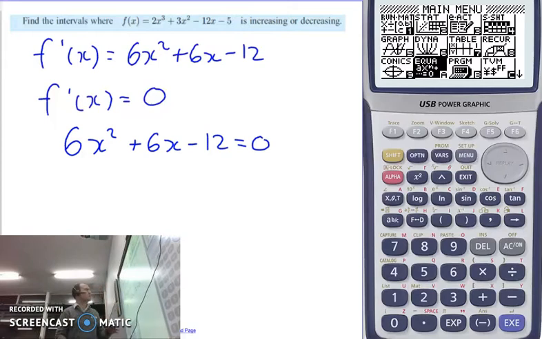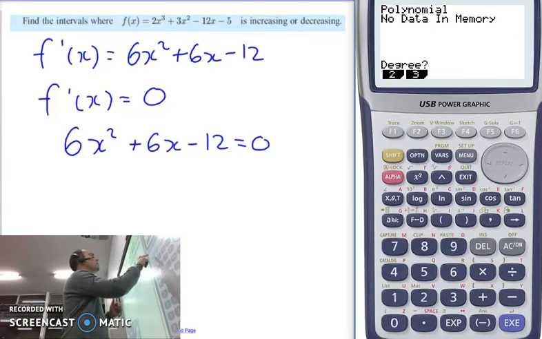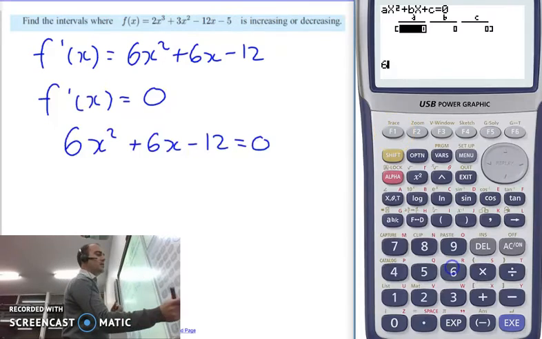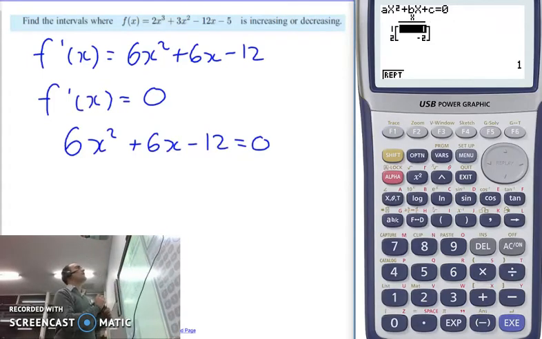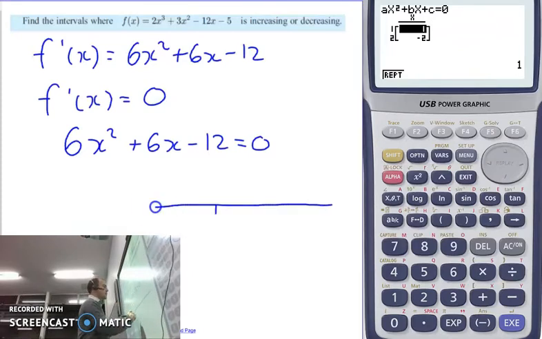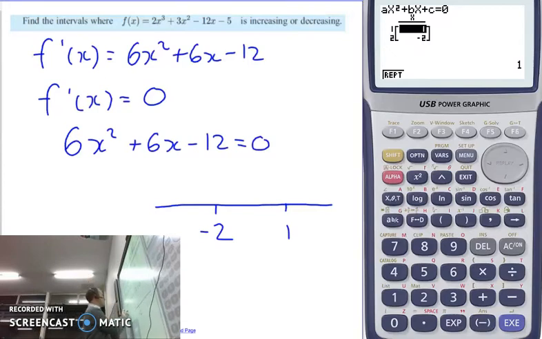Now, I don't know how to do that just by looking at it, so I'm going to come over to my calculator and go into the equation setting. I'm going to do a polynomial with degree of 2, and my a, b, c values are 6, 6, and negative 12. Okay, so now it tells me that my points are negative 2 and 1. So on my sign diagram, I've got negative 2 and 1. So I'm going to insert some numbers here. For a number between negative 2 and 1, I'm going to pick 0. Always the easiest option. I'm going to insert it into the equation.